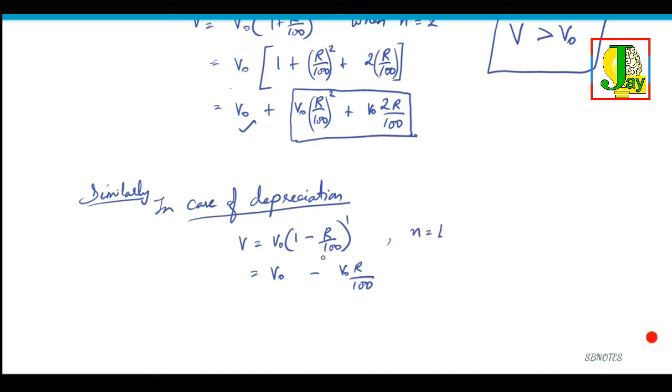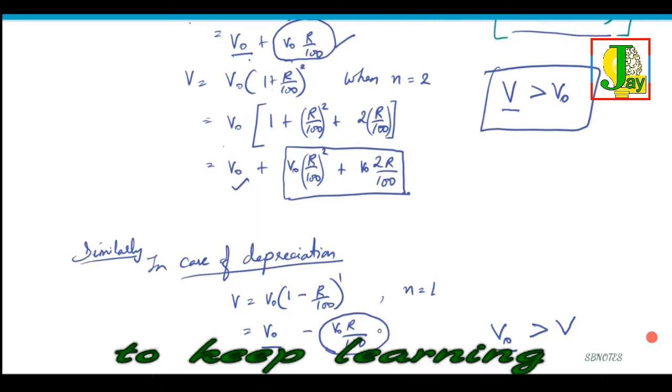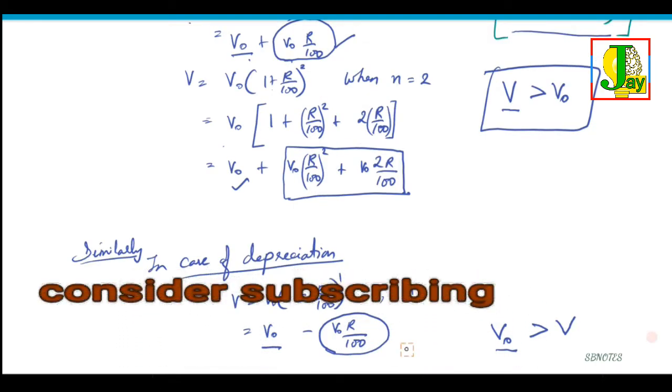Now in case of depreciation, V equals V naught into (1 minus R by 100) whole power 1 when N equals 1. If you open the bracket, you get the original amount minus this amount, and hence the original amount is larger than the final amount. In the previous case, the final amount is larger, and here the original amount is larger, which holds true for other powers also.